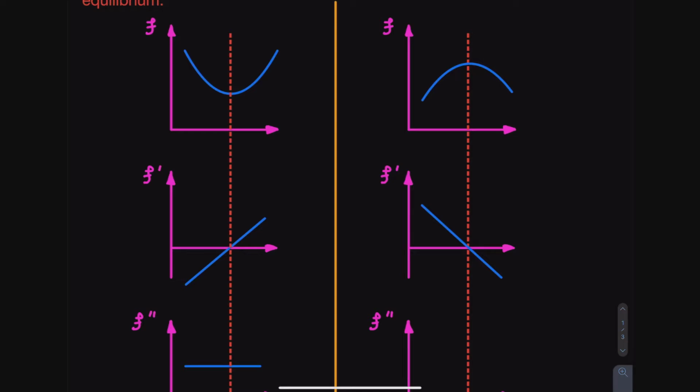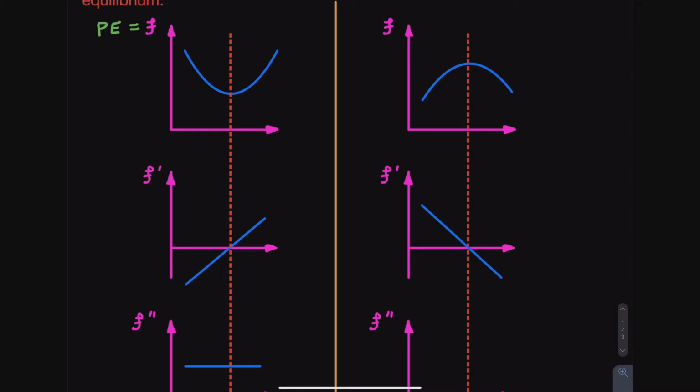So we're going to start with the first one here. And again, the first thing to keep in mind is this function f here at the top. This is actually the potential energy of the system. Now, we know that based on whether the potential energy is maximum, minimum, constant, or neither maximum nor minimum, we can determine the state of equilibrium.